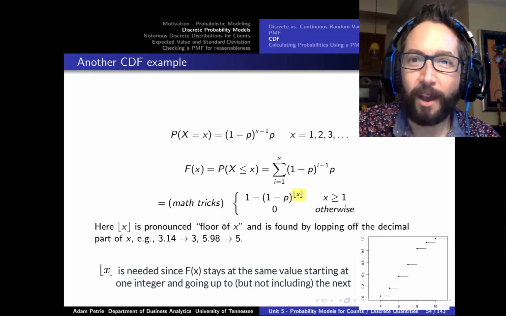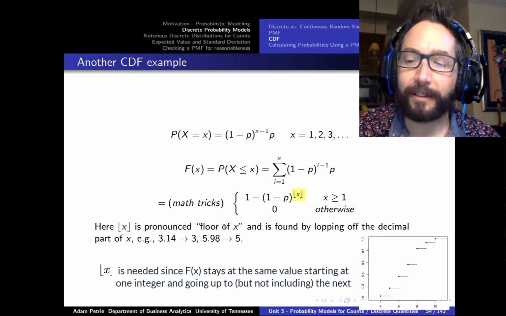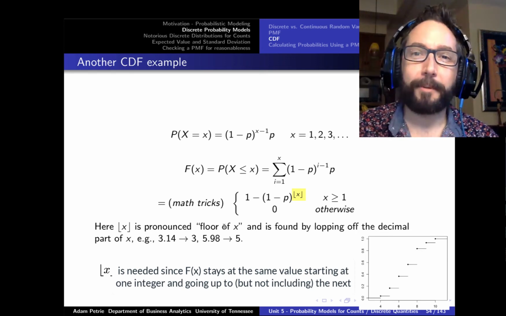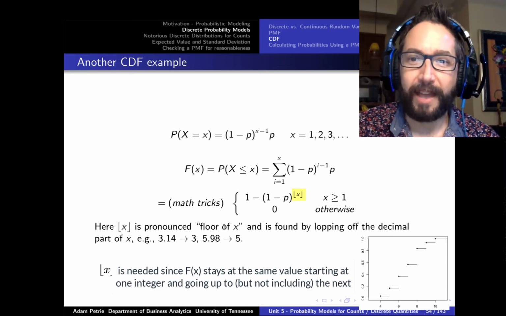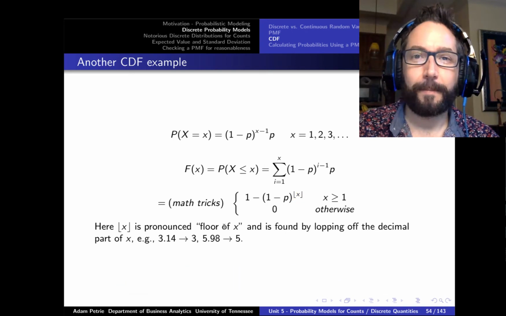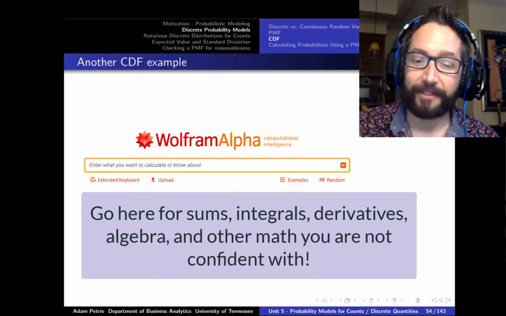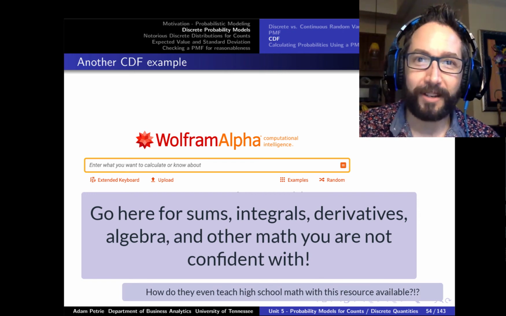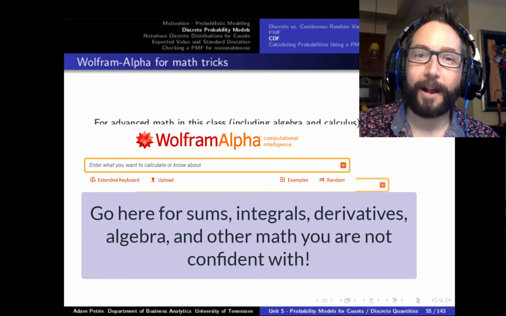So essentially take whatever value of x you have in mind, lop off the decimal part, take the floor of that expression, and that'll tell you the probability of observing at most that value of little x. So Wolfram Alpha, a huge lifesaver when we need to do mathematics, very useful in coming up with equations for CDFs. Sums are hard for us to do just by hand, easy for Wolfram Alpha to do.